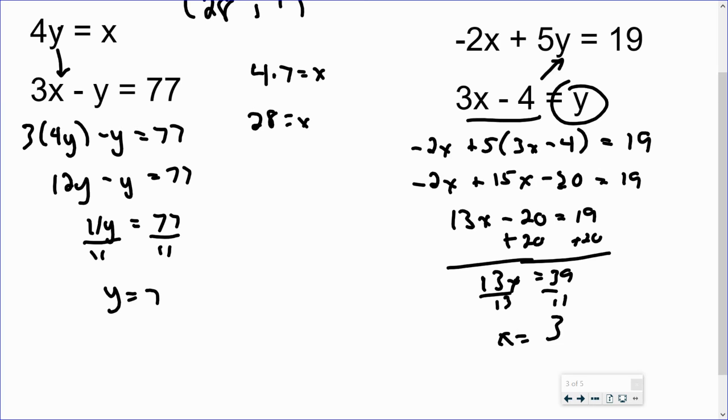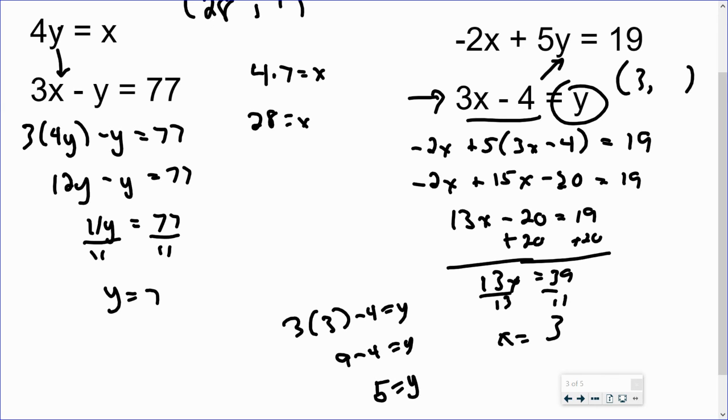x is 3. Okay, so I know my first answer is 3, comma. Let's put that 3. I like to put it in the easiest one. I think the second one's the easiest. So 3 times 3 minus 4 equals y. 9 minus 4 equals y. 5 is y. Again, trying to follow the same format, trying to do things as similar as I can. I try not to mess with how I do this. It's almost always the same.